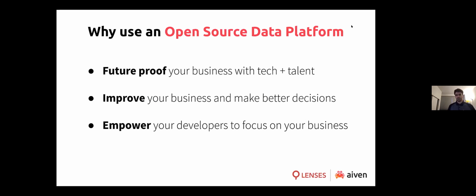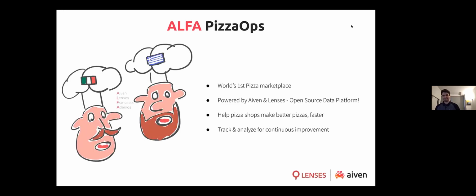Well, the first is future-proofing your business with open source and with tooling that has been proven at scale. So attract the best talent with the best tech, improve your business and make better decisions by using reliable data infrastructure with a data operations platform that actually makes the data actionable. And then, through the use of these tools, empowering your developers to focus really on your core business. We will look at a business called Alpha, which is Aiven Lenses Francesco Adamos Pizza Ops.